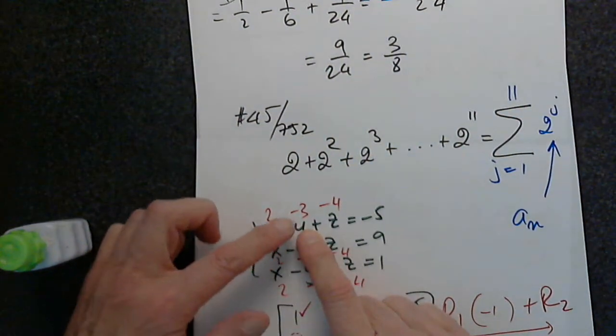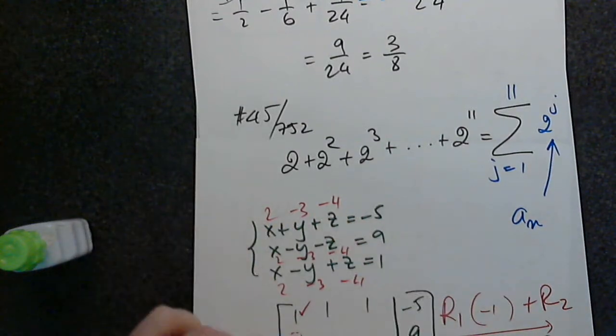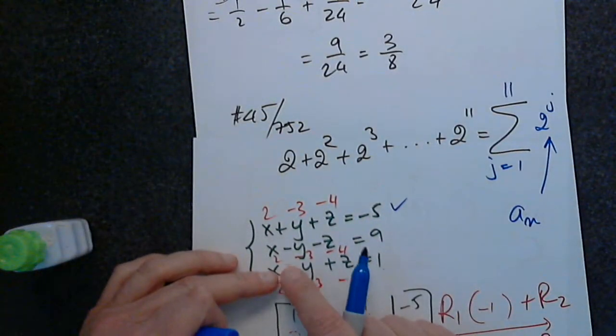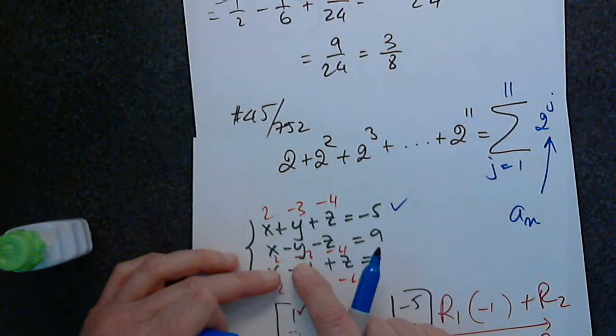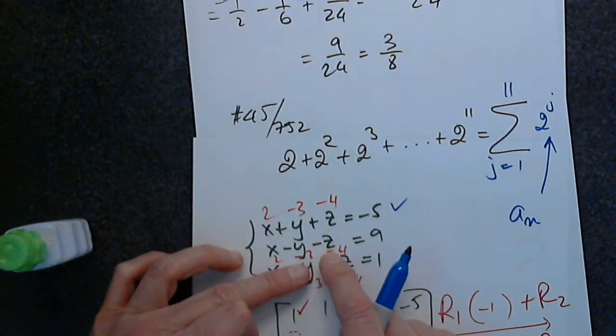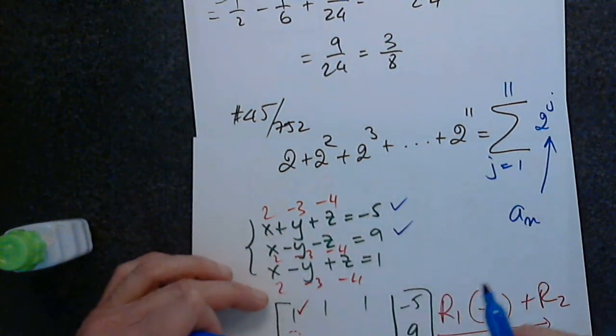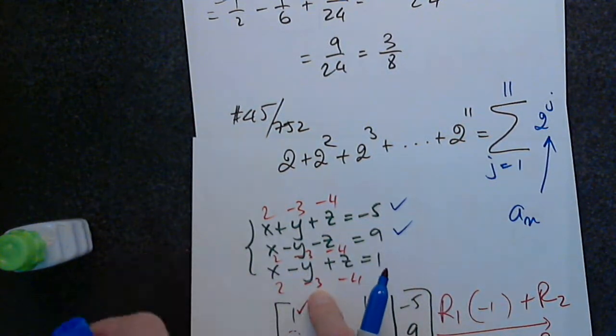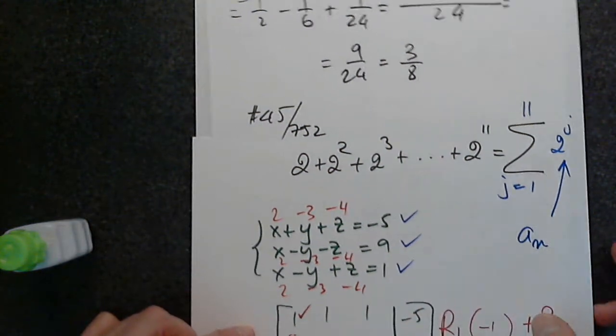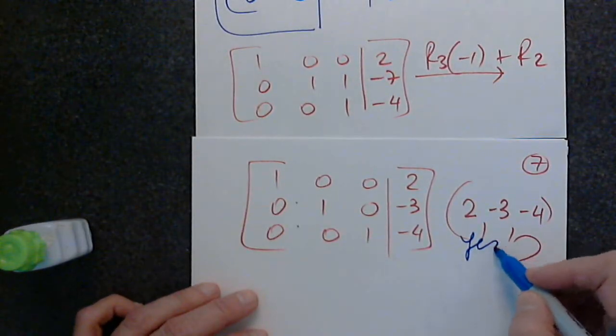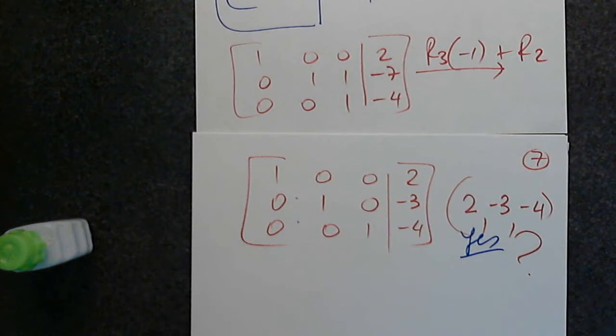2 minus 3, negative 1. Negative 1 minus 5. Lucky me so far. 2 plus 3 is 5. 5 plus 4, because this is negative negative, that's 9. Excellent. 2 plus 3, 5 minus 4, 1. I don't need anyone to say anything, because I went back, I checked in all equations, it worked. It cannot be another. And I don't need anyone to tell me whether this is correct or not.